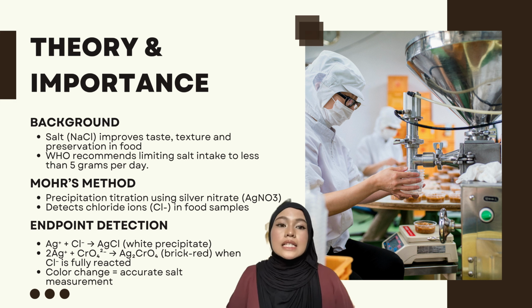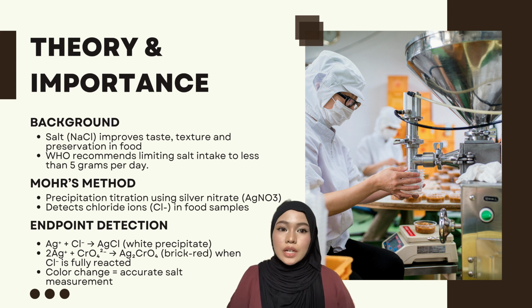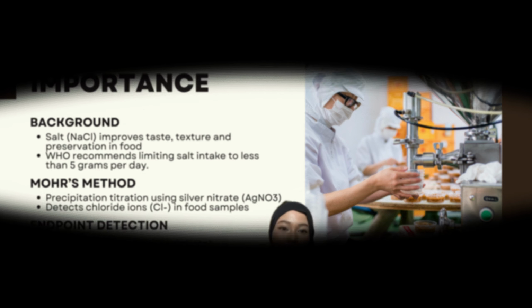In this method, silver nitrate (AgNO3) is added to a solution containing chloride ions. The silver ion will react with the chloride ion, which will form a white precipitate of silver chloride. After all chloride ions have been used up, the next drop of silver nitrate will react with the chromate indicator, which will form a brick red precipitate of silver chromate. This color change will mark the end point of the titration and allows for accurate calculation of salt content in the sample.